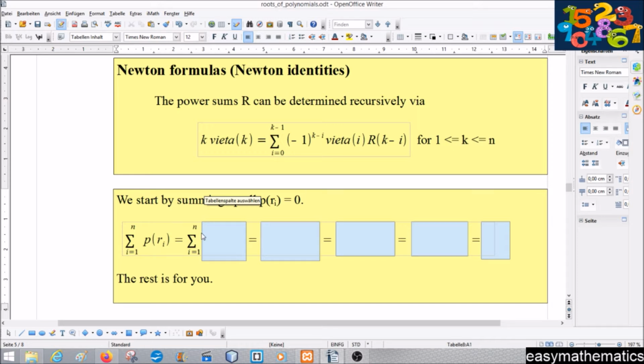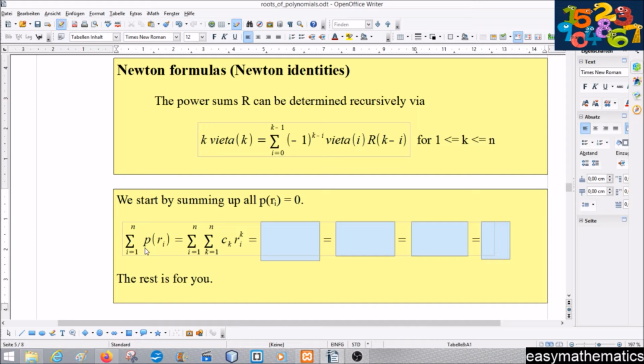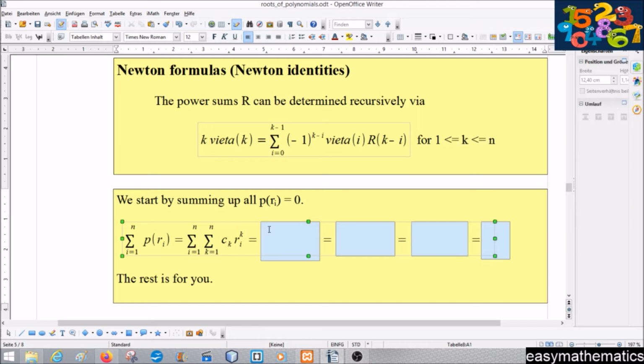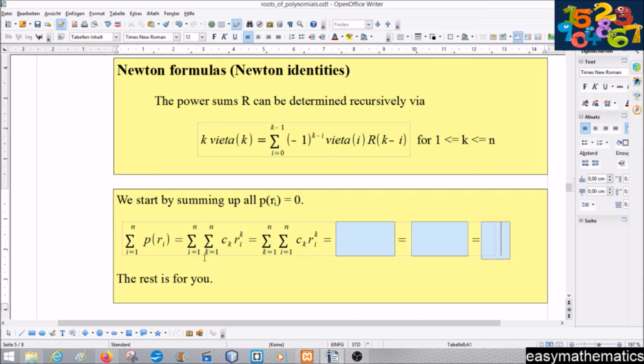We can start by summing up all the p of all the roots, and p of a root is 0 by definition. And if we sum this up, first we use the definition of p. This is the sum of ck times ri to the power k. Next, because both sums are finite, we can change the order of summation.